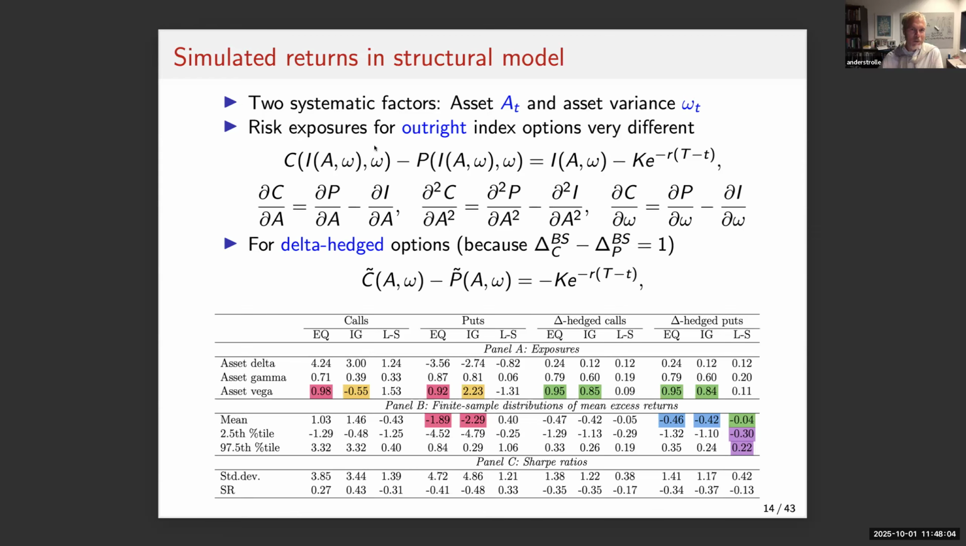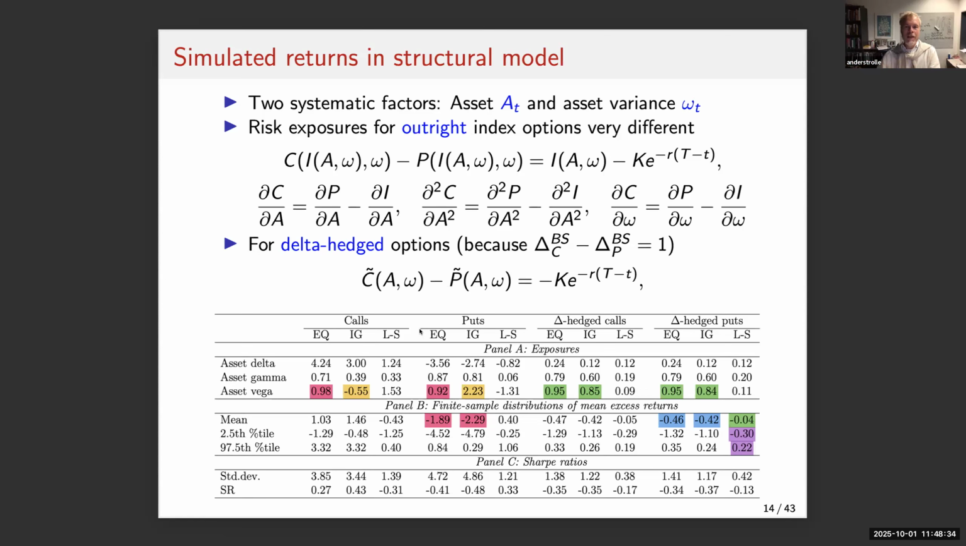But for the call, you have these two opposing effects. There's a direct positive effect, but there's a negative effect from the fact that the index drops in value. And the net effect is actually that the call vega is negative. So in other words, the risk exposures for outright calls and puts are very different. One should be very careful about comparing the returns on those.